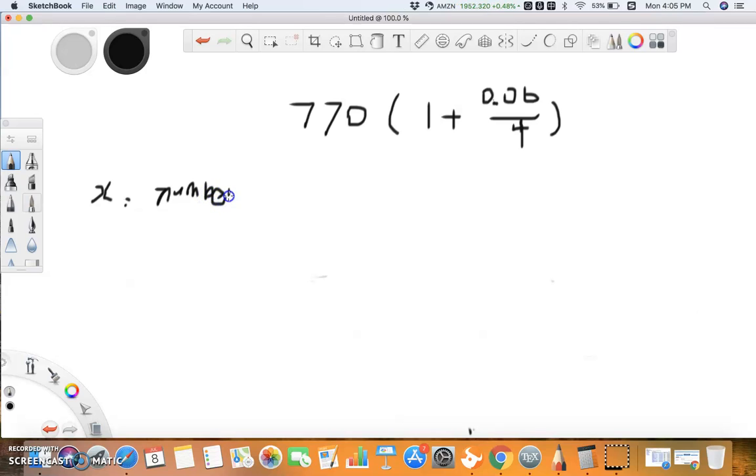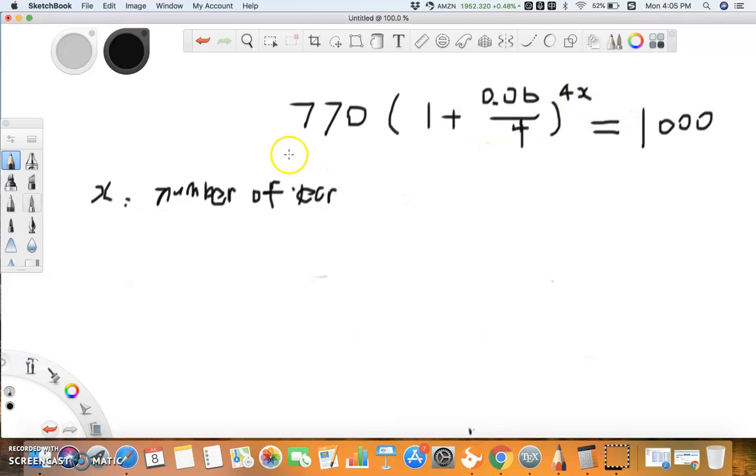Sorry, it's very hard to write using the touchpad. Number of years. Okay, so x is the number of years. Because the interest is compounded quarterly, we have 4x. So 4x is the exponent, and this expression equals the right-hand side, which is 1,000. Now our goal is to solve for x.